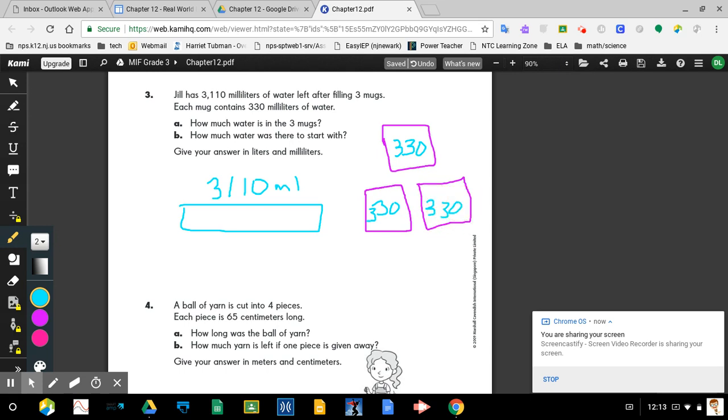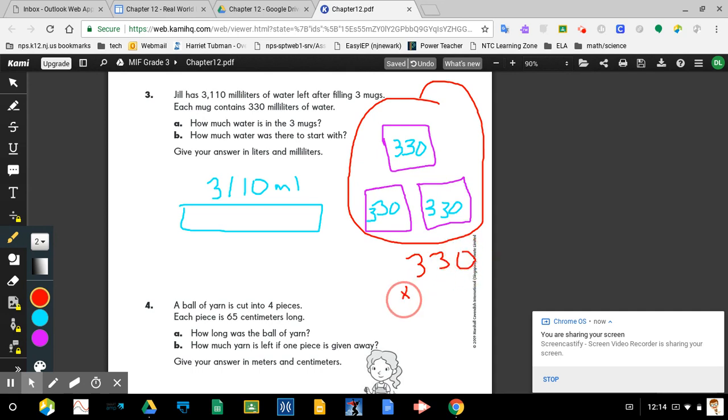So A says, how much water is in the 3 mugs? So the first thing you want to do is figure out how much water is right over here. And here you have 3 groups of 330. So figure that out yourself. If you know you have 3 groups of 330, you know you're doing 330 times 3.